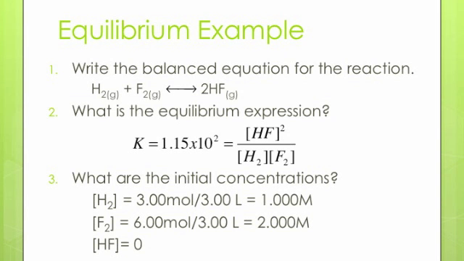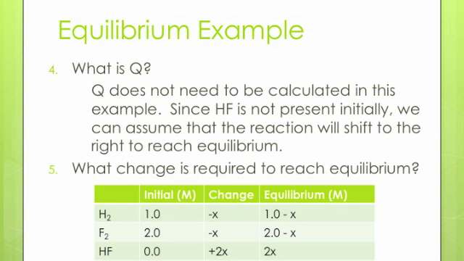Step 3. List the initial concentrations. The problem gave us moles of hydrogen gas and fluorine gas, but they were both in 3 liters. So hydrogen gas has a concentration of 1.000 molar, and fluorine gas has a concentration of 2.000 molar. HF was not mentioned in the initial concentrations and can be assumed to be 0. Step number 4 is to calculate Q and determine the direction of the shift needed for equilibrium. But since in this example we don't have any products, the reaction can only shift right. Calculation of Q is not necessary.